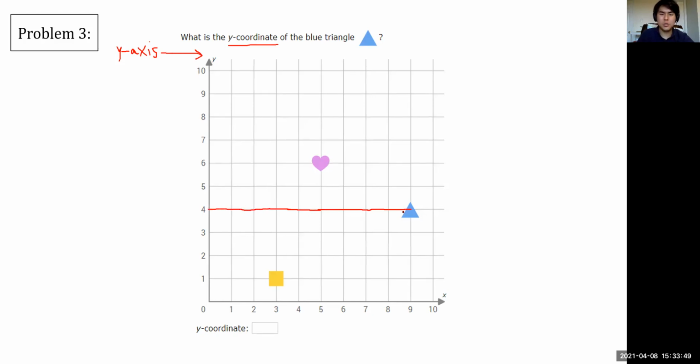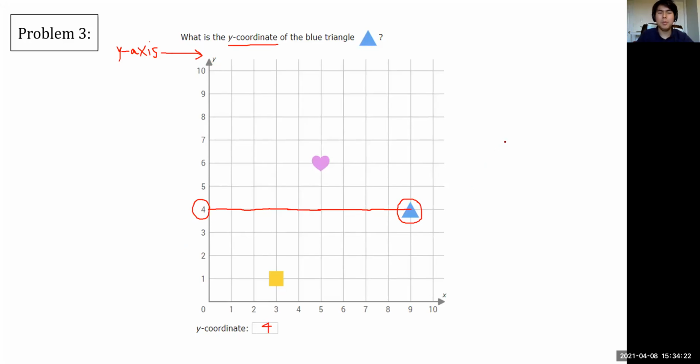So I have just drawn a straight horizontal line from this shape, from our blue triangle to the number that it corresponds to on the y-axis, and that number is 4. 4 is the number on the y-axis that matches up with the location of the blue triangle. Therefore, the y-coordinate of the blue triangle is 4.